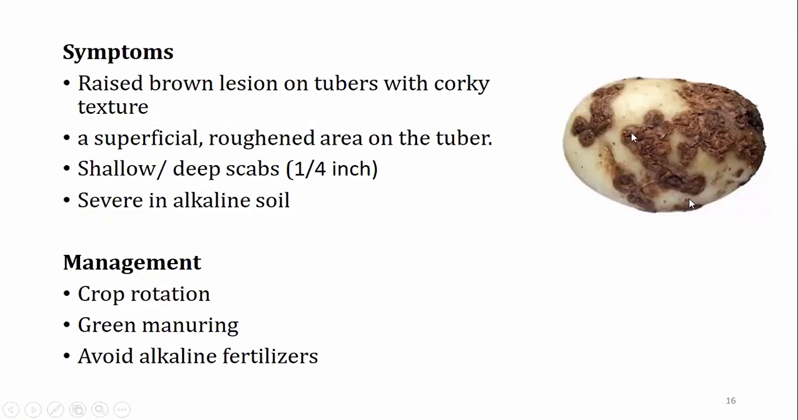Symptoms are raised brown lesions on the tuber with a corky structure. That structure is raised. While touching, you can feel it. A superficial roughened area on the tuber, and these scabs are shallow to deep, and severe in alkaline soil. We can manage that disease with crop rotation and green manuring, and we avoid alkaline fertilizer usage.